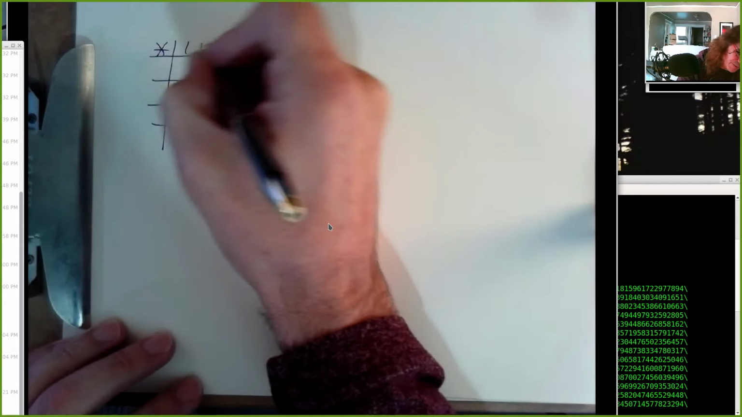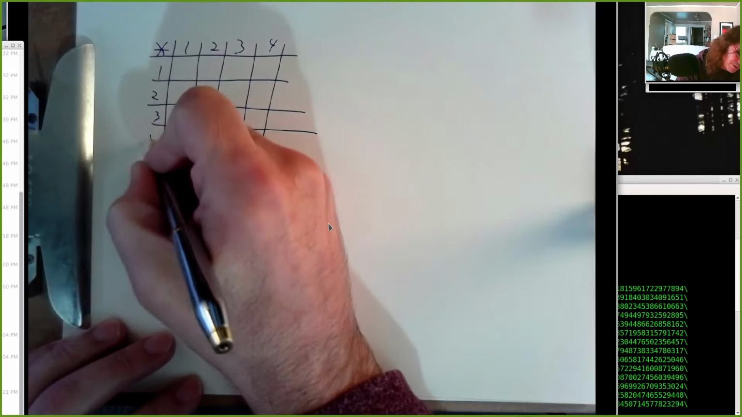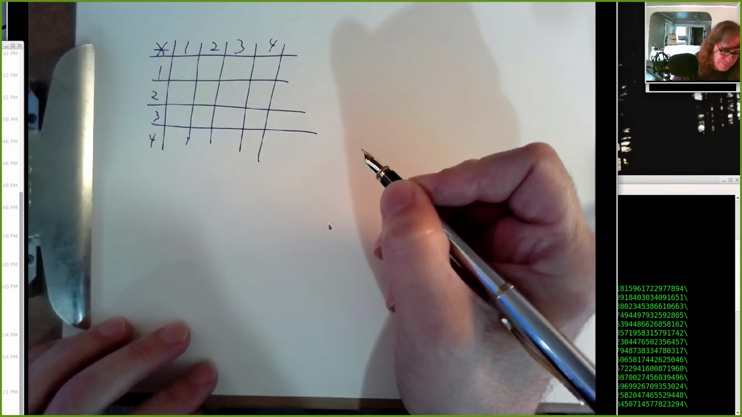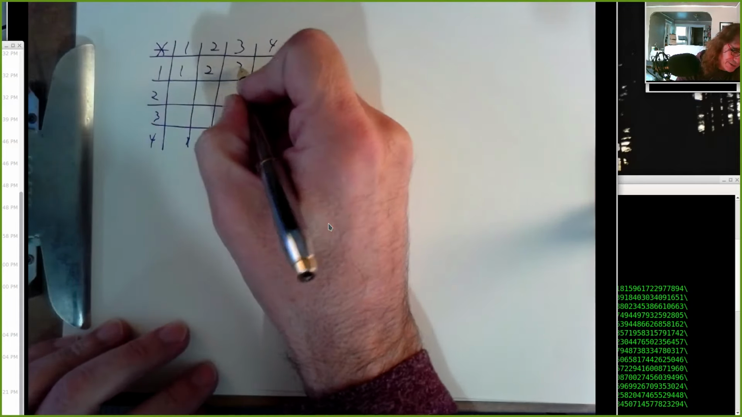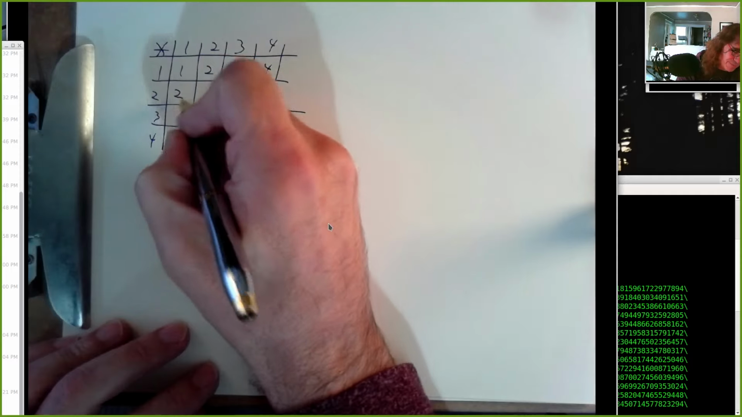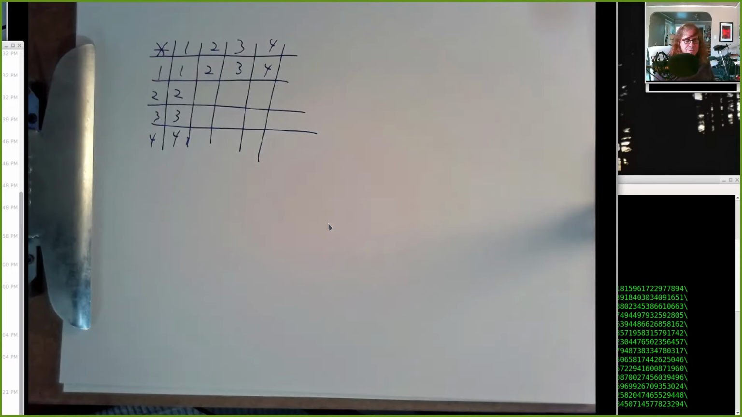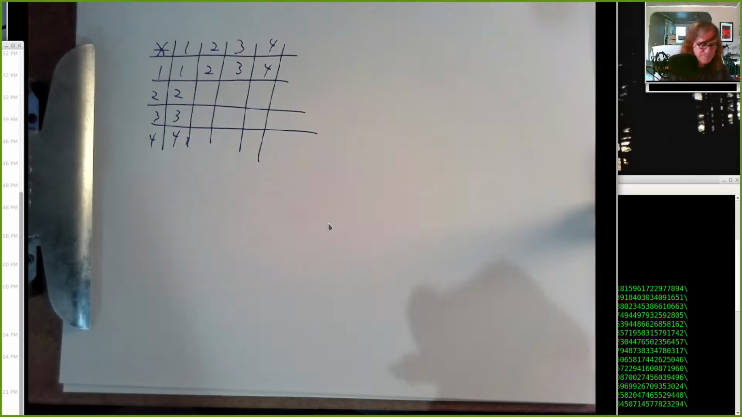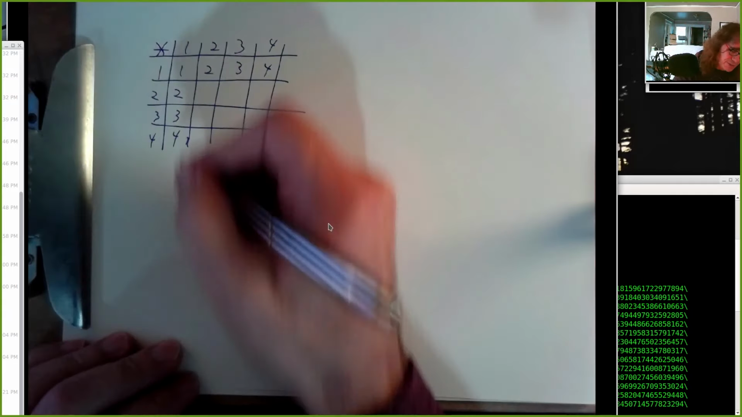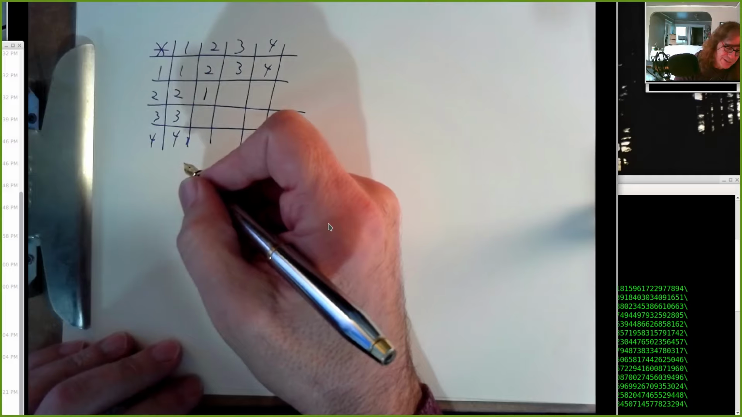So this is going to be multiplication, 1, 2, 3, 4, 1, 2, 3, 4. All right, so 1 times anything is just going to give us our anything. And multiplication is commutative, right? So this is always going to be symmetric around the diagonal. So 2 times 2 is 4, that's 1. 2 times 3 is 6.